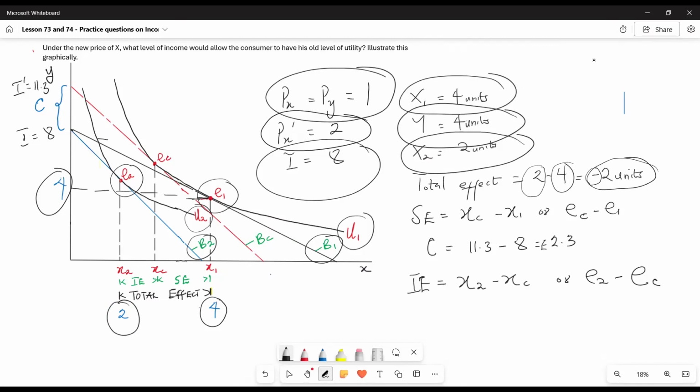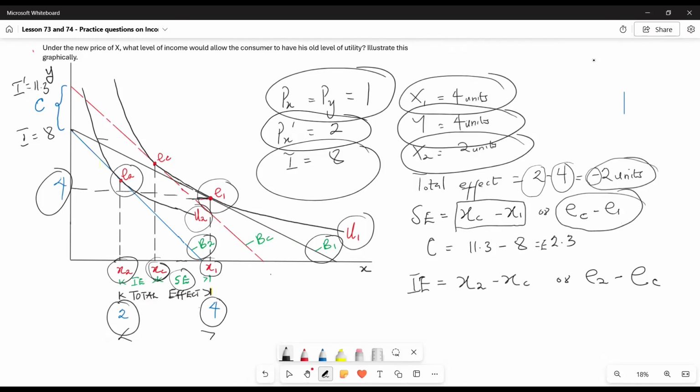We've noted in our previous lessons that with this total effect, the substitution effect is always the difference between XC and X1 represented in a diagram, or EC and E1. If we look at our diagram, between X1 and XC is our substitution effect, and then the rest is our income effect between XC and then X2. But then the difference between X2 and X1 is the total effect.